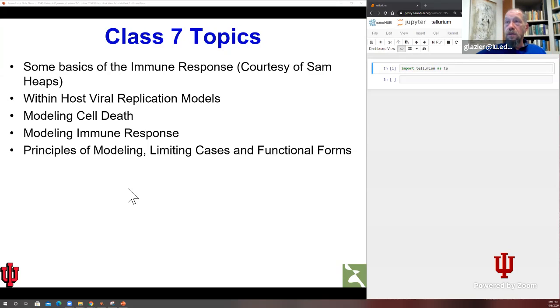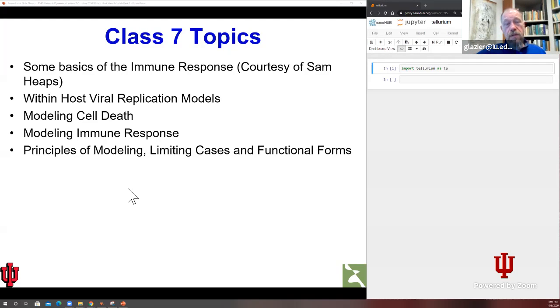We'll continue with a discussion of within host viral replication models. We'll try to add cell death. We'll try to add the immune response. And then we'll talk a little bit about some principles of modeling, because there's a lot we don't know about how to model the immune response. And I'll talk a little bit about some of the ideas about how you generically can make those models.